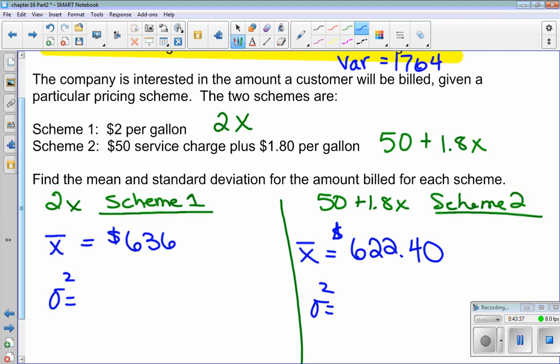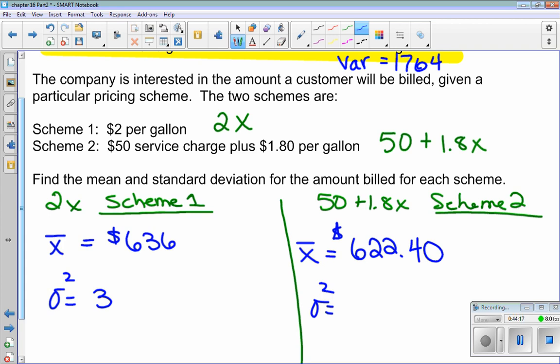I'm going to take that variance of 1,764, and when I multiply, did the variance change? Yes, by that same factor. So what's 2 times 1,764? 3,500. That's the variance, but the square root of that is 59.20. I think there's a mistake because I need to look at the formulas in the back of the book.